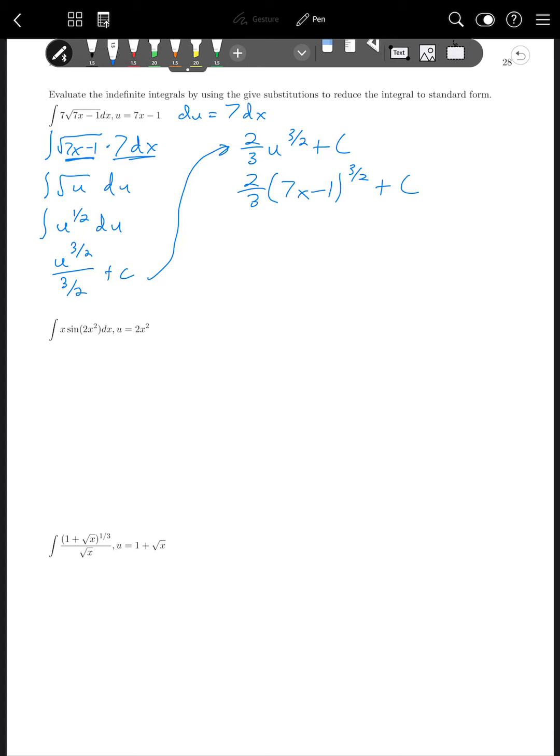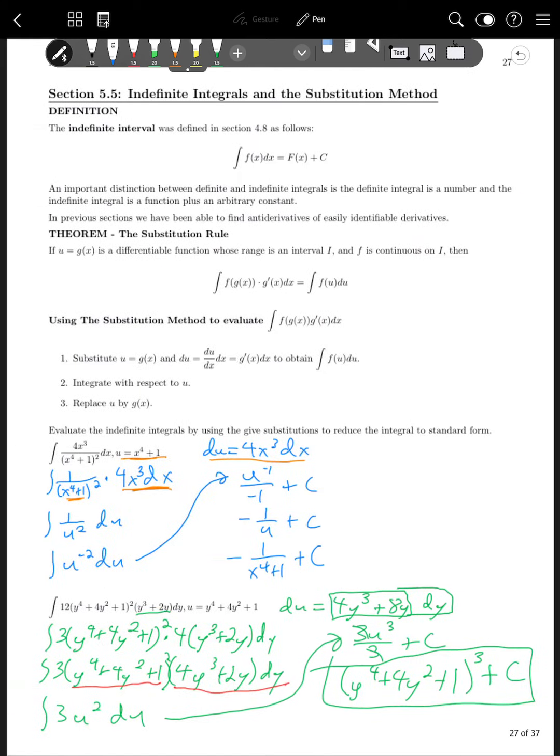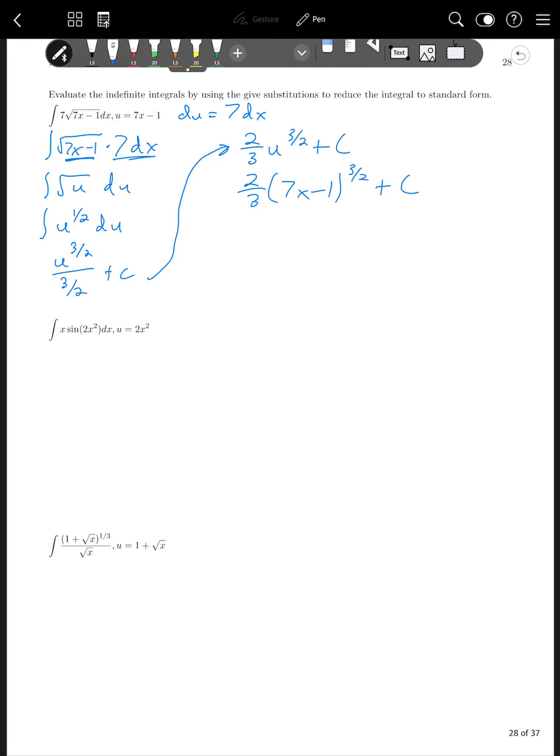Now, in all of the examples so far that we've looked at, this one and the other two, du has been in the original problem exactly as written. But what if it isn't? What if when I find du, that doesn't show up exactly in the problem? Okay, well, let's look at a couple examples that go with that. So this second one here, you start off the same way. You find du. So the derivative of 2x squared is 4x.